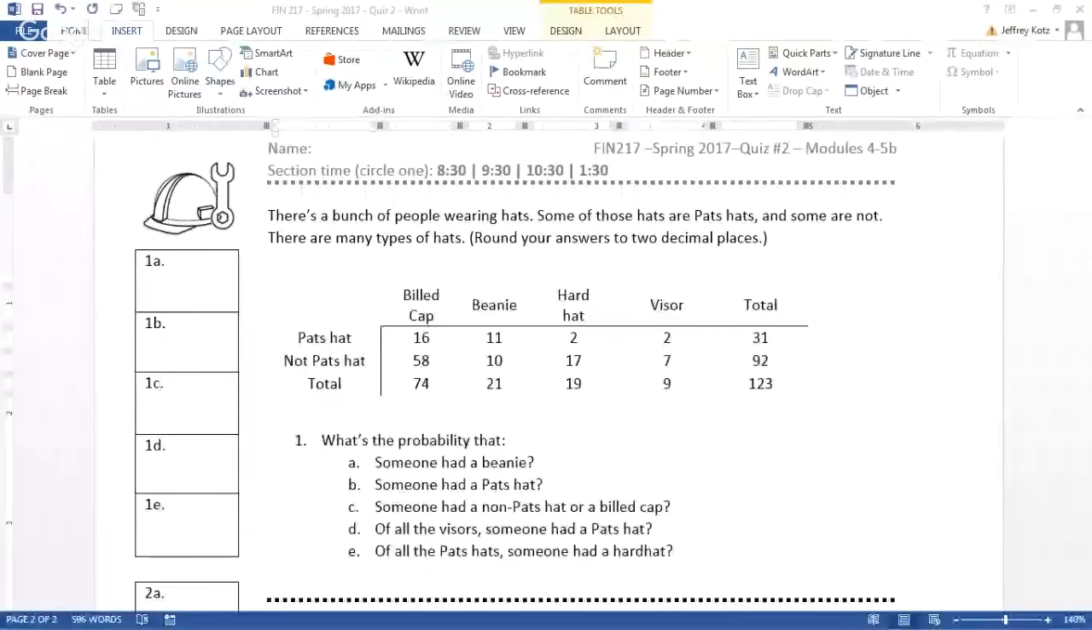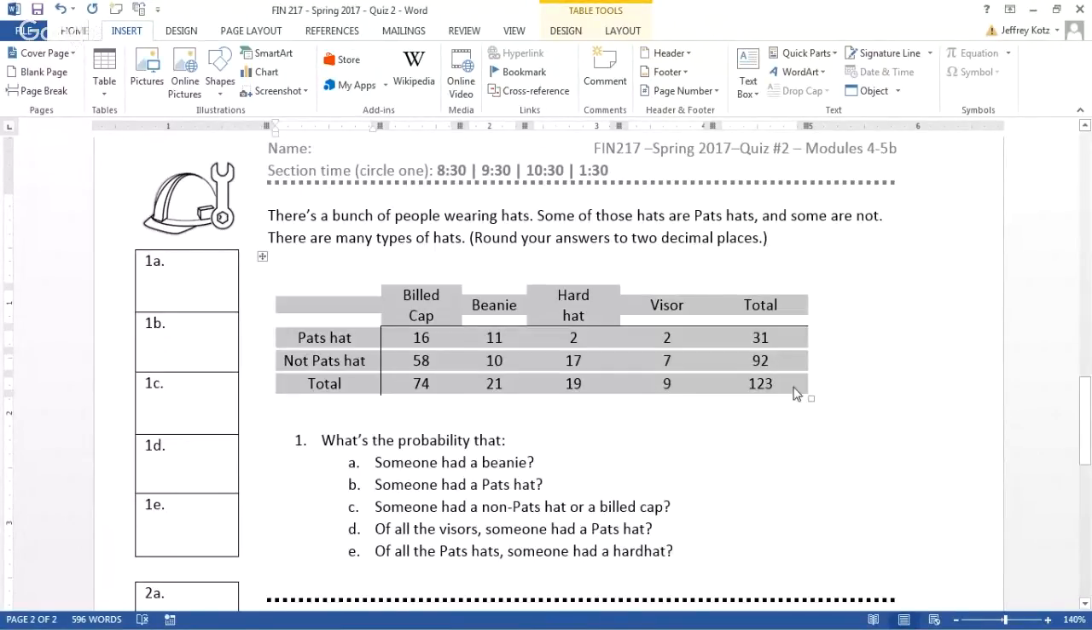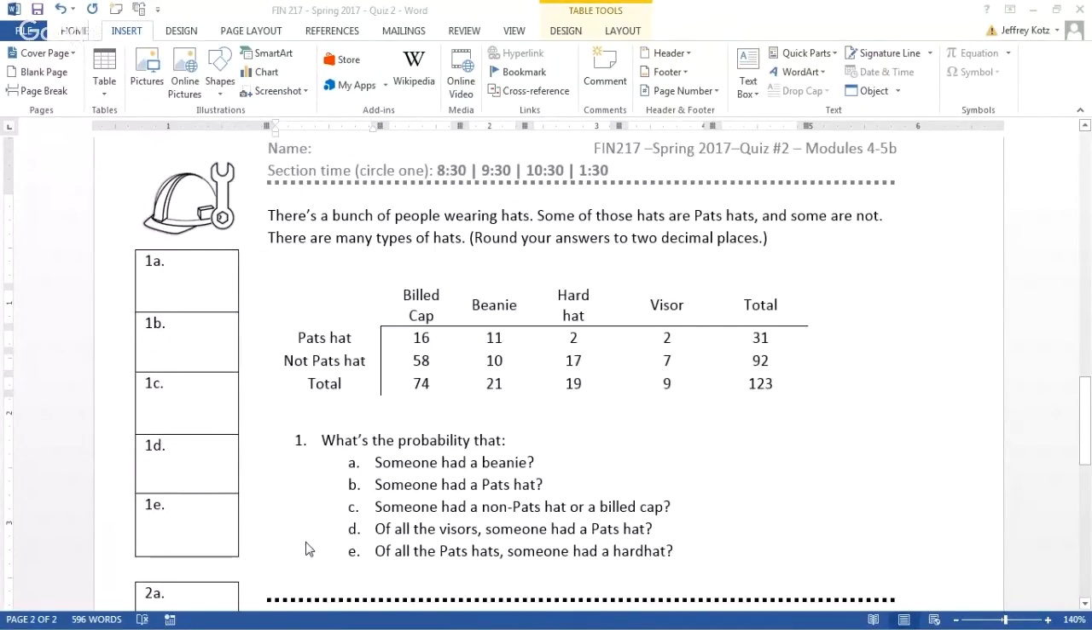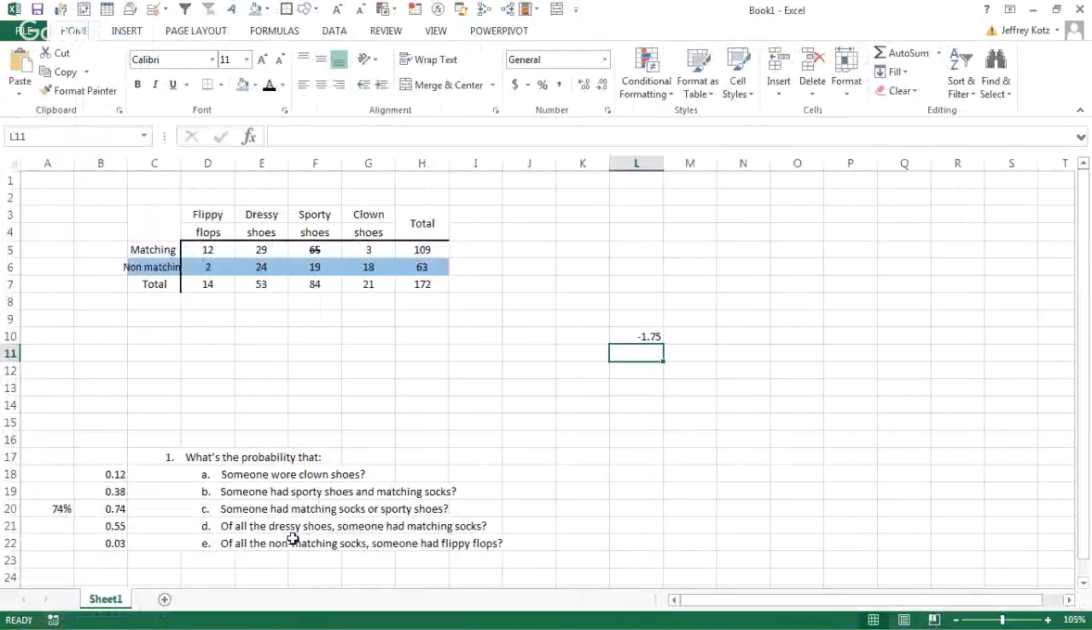Time for the hats. I'm going to do the same thing, which is copy these things into Excel. There's a bunch of people wearing hats. Some of those hats are Pat's hats, some are not. There are many types of hats. These answers round to 2 decimal places. I'm going to copy this table and put it into Excel on a new sheet.